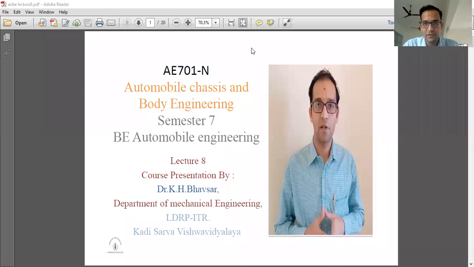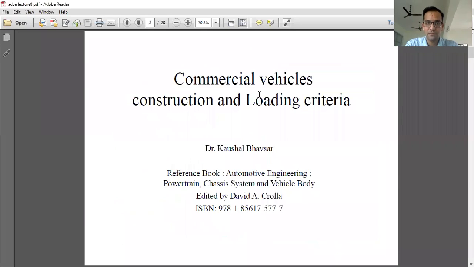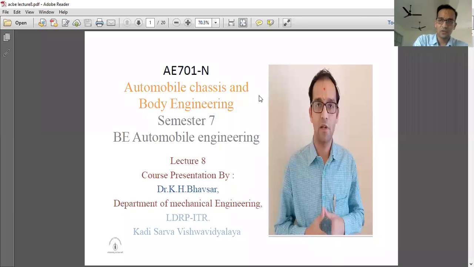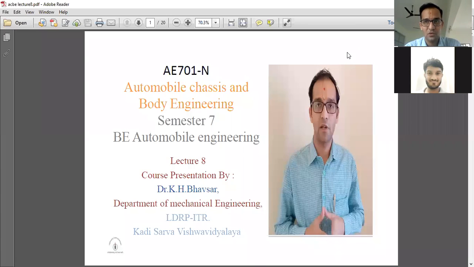Last session, we learned about the loading criteria on chassis frames in the automobile. So now our criteria is to identify loading conditions in the frame, the body frame. We have 16 different surfaces in the body frame which should be analyzed.